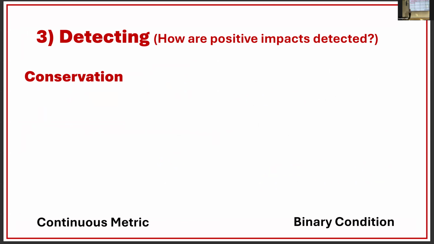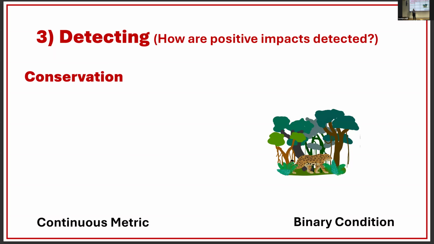So for conservation, it depends on whether we've got a continuous metric like we were just discussing, or this much more simple binary condition approach. Binary condition's super easy. Is your species there? Great, conservation has been achieved. Or has deforestation happened? No, conservation has been achieved. That's easy. And so for these companies, they're looking to track through time if we're continuing to meet that binary condition. Are we continuing to have a species present through time? Are we continuing to see no deforestation through time?